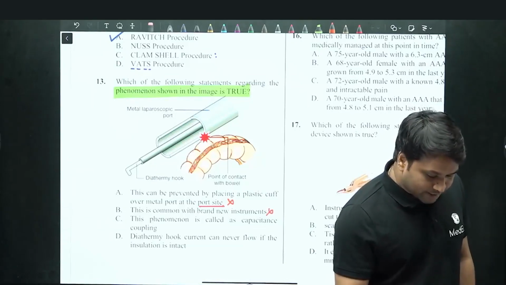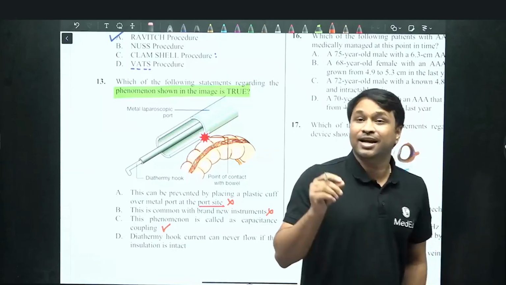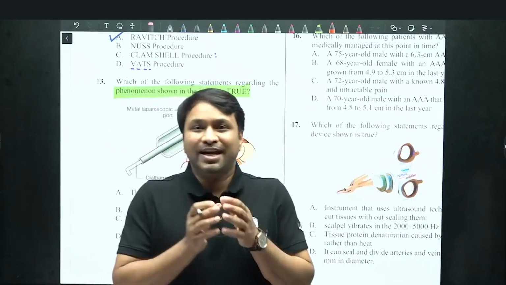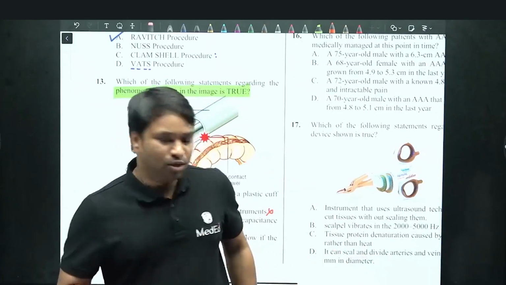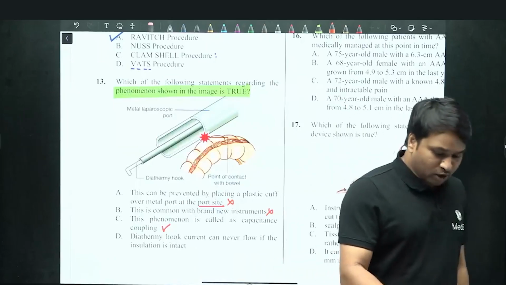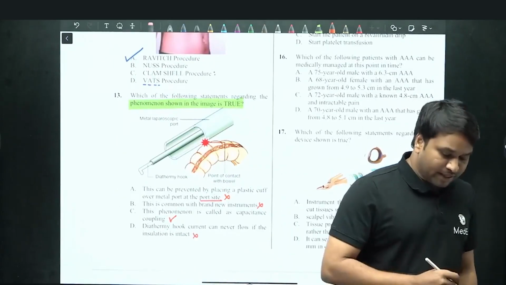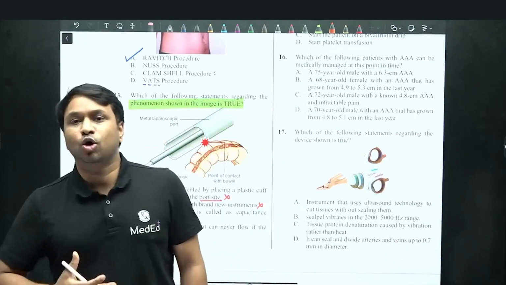This phenomenon is called capacitance coupling. True. Diathermy hook current can never flow if the insulation is intact. It can still flow, but the point is it gets very little dissipation. So hence it is not going to cause any complication, right? So diathermy hook current can flow, but it will not cause any injury, because if there's an intact insulation, it is going to get earthed off, right?